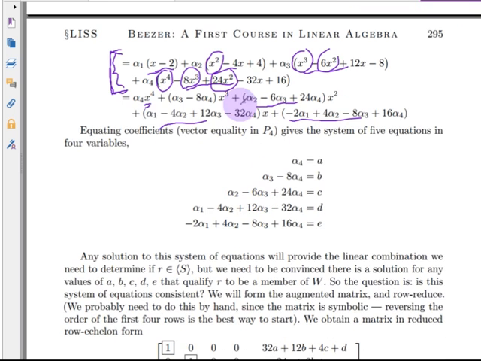We're going to say alpha 4 is our first coefficient. Our second coefficient is here. Our third coefficient is from here. Our fourth coefficient is from here. Our fifth coefficient is from here. And we also have the condition that 0 is equal to 16a plus 8b plus 4c plus 2d plus e.